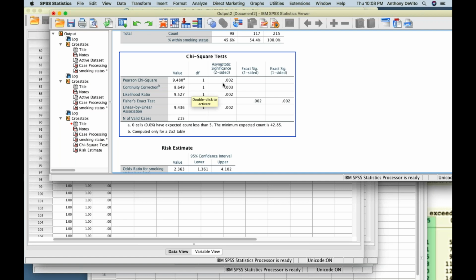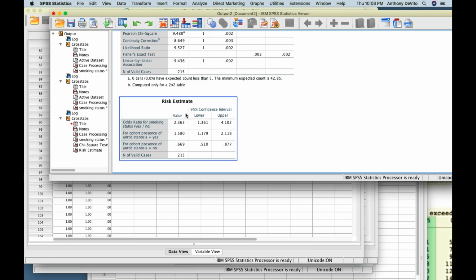So we reject the null hypothesis that there's no association between smoking and aortic stenosis, and we accept the alternative that there is an association. Well, what about risk? Okay, here's our odds ratio for smoking, 2.363, the same as we calculated when we did it by hand, except SPSS calculated the 95% confidence interval, right?